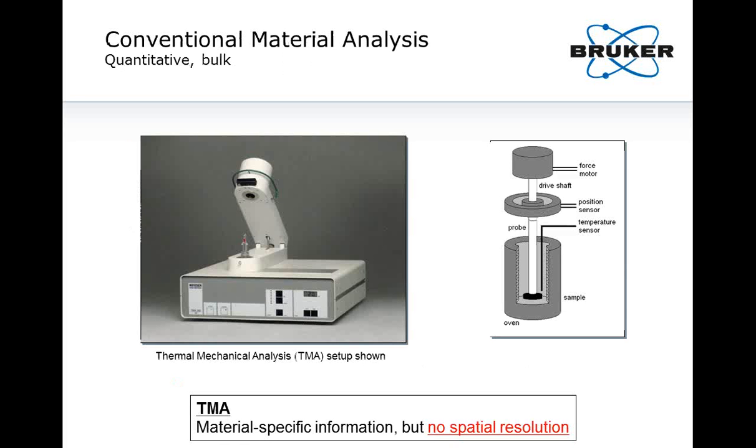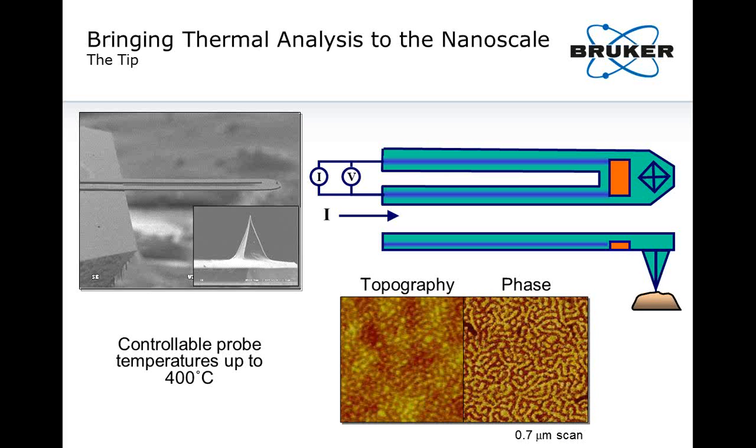Now, thermal properties, thermal transitions, characterizing those in bulk is something that's well established. This slide here shows a photo of an instrument for thermomechanical analysis, a technique where essentially a softening temperature is being determined very accurately and reproducibly, quantitatively, without any spatial resolution, just as a bulk value. It turns out the concept of thermomechanical analysis can indeed be transferred into the nanoscale. An important part there is having the appropriate probe. The probe is shown here.